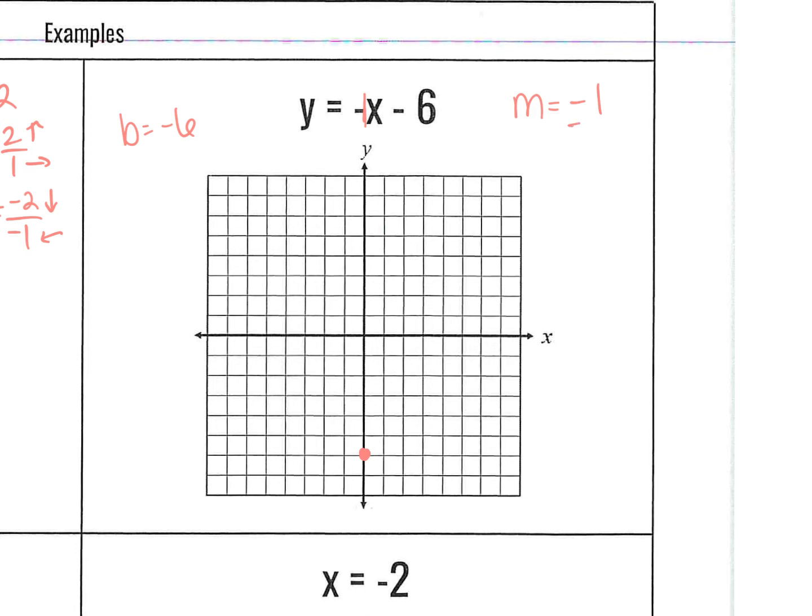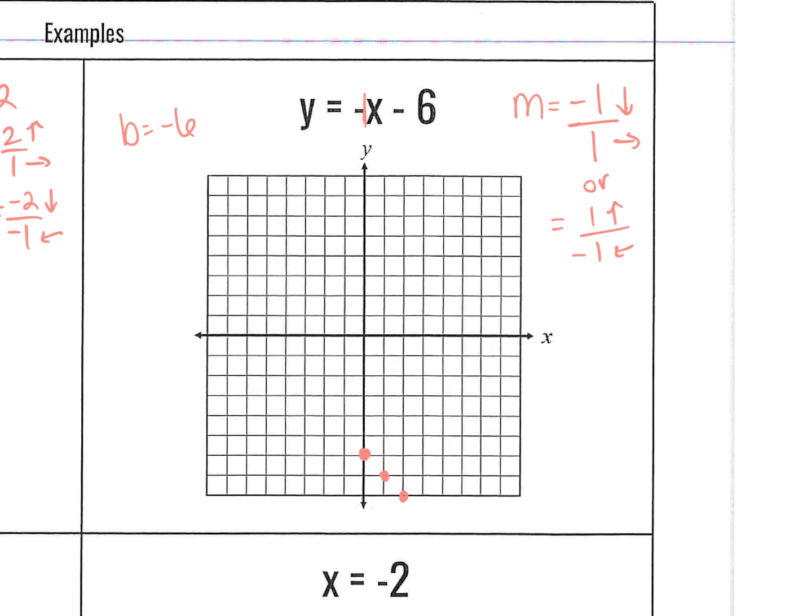Well, if we have negative 1, that's the same thing as saying negative 1 over 1. So we're going to go down 1 to the right 1. Or you can think of its opposite, saying we can go up 1 and to the left 1. We can put our negative on the bottom. It's the same thing. It's going to get us our points. So, down 1 to the right 1, down 1 to the right 1.